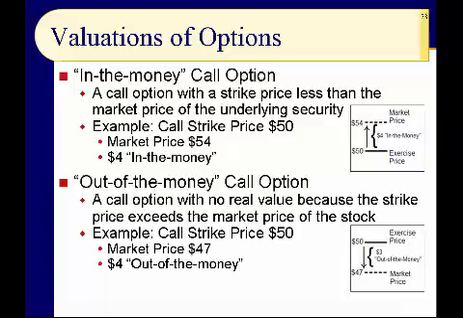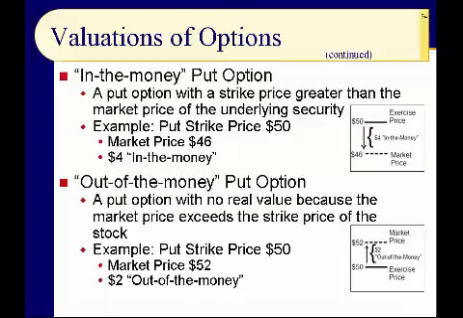Now you know what's going to happen, right? It's going to be reversed with a put because everything is exactly the opposite. So slide 24. An in-the-money put option is a put option with a strike price that is greater than the market price of the underlying security, and vice versa. The out-of-the-money put option is a put option with no real value because the market price exceeds the strike price. So hopefully the graphs will make sense. They're basically mirror images of one another.